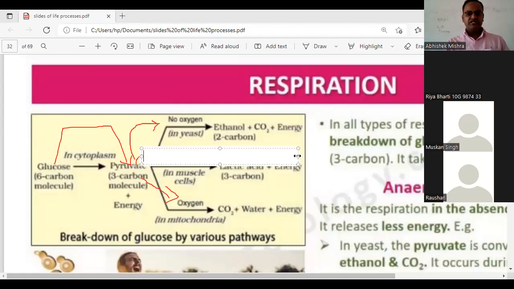Then Roshan, in which case will energy be more? Third part. Very good. Excellent. And here, students, one correction I am making: where we are saying no oxygen, it will be lack of oxygen. In NCERT, it is lack of oxygen. Yes, this third case. Okay, very good, Roshan.